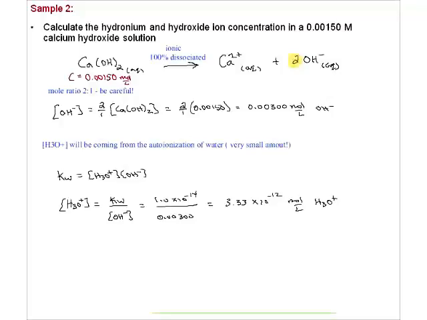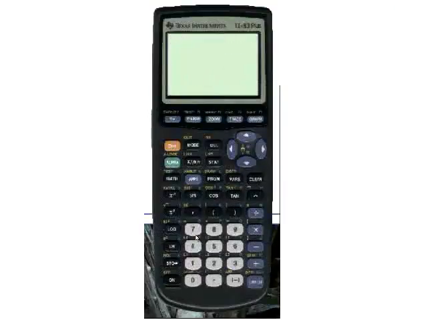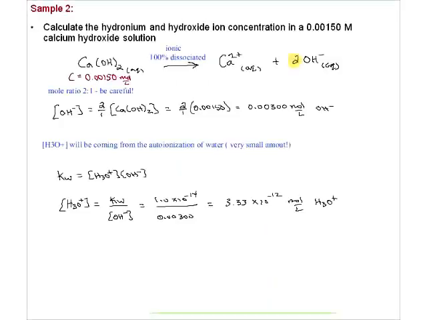Let's try that on our calculator once again. Okay, I'm going to clear this. I'm going to say bracket 1.0 times 10 to the power negative 14 bracket divided by 0.03, wasn't it? And there we go. 3.3 times 10 to the minus 12. Again, don't forget your brackets. Okay, so 3.3 times 10 to the minus 12.